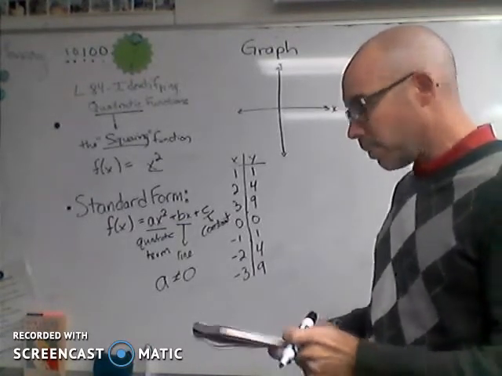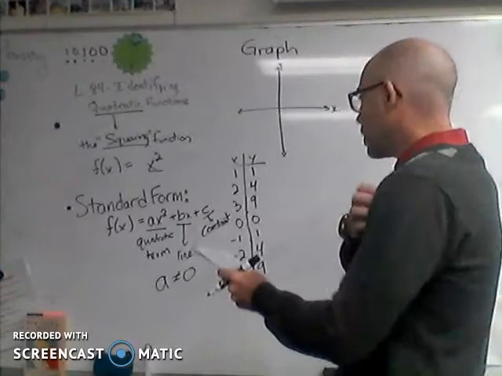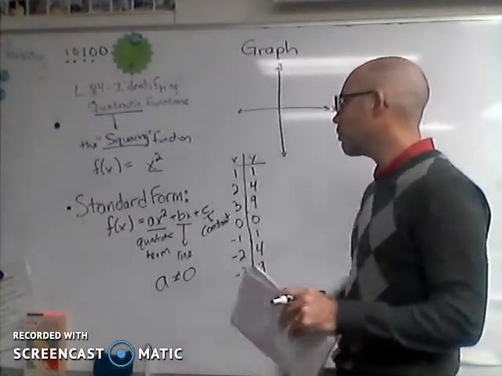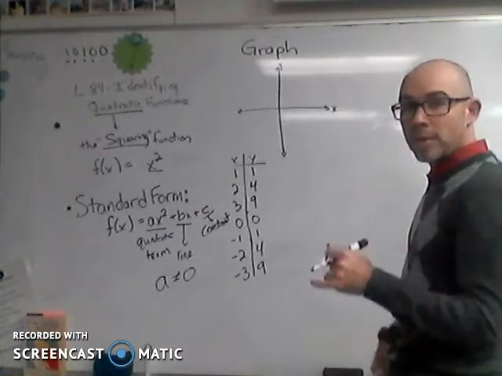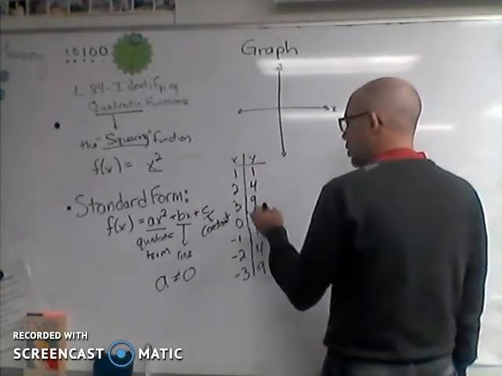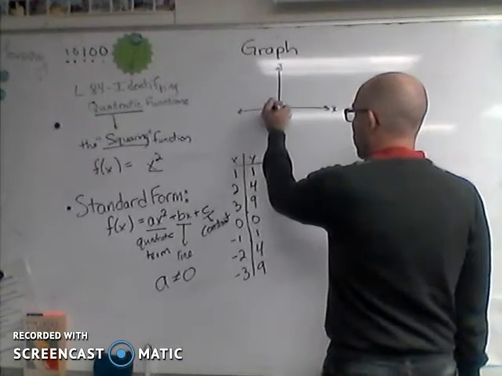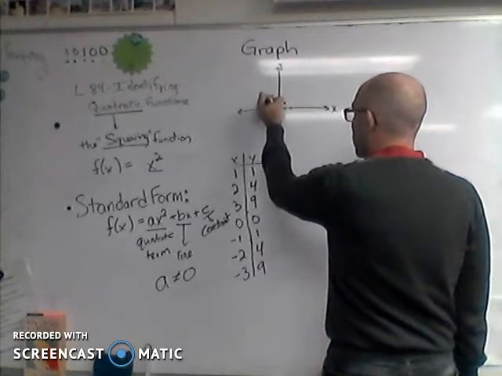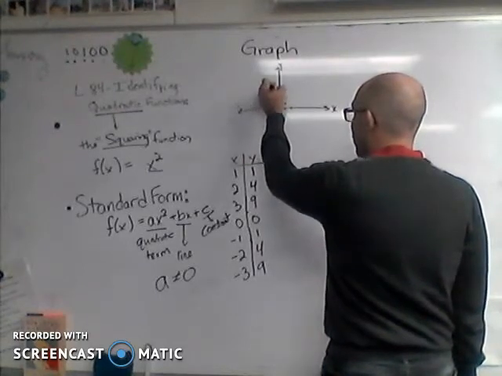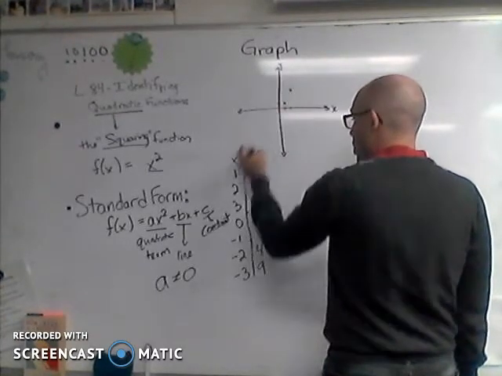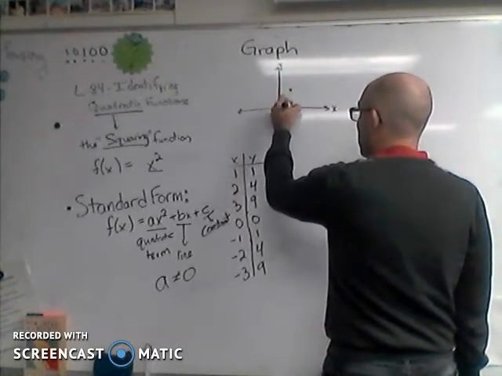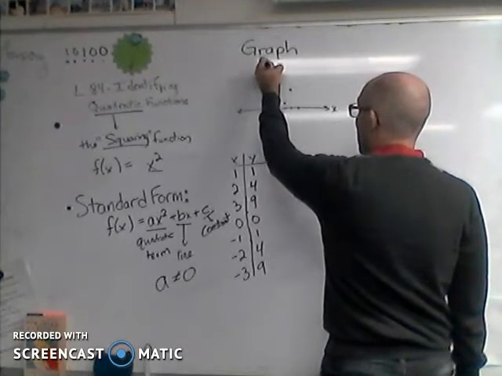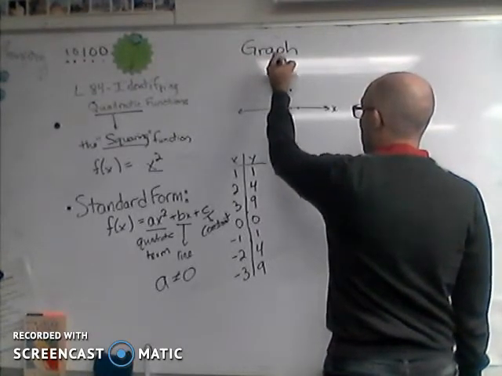You may be asked to identify different things about it, but let's take our initial set of ordered pairs from the squaring function and graph these things out. I'm going to try to do this. We're going to take our point 1, 1, plot that, take our number 2, and then go 1, 2, 3, 4. We're going to take 3, 9. 3, 1, 2, 3, 4, 5, 6, 7, 8, 9 would be way up here.